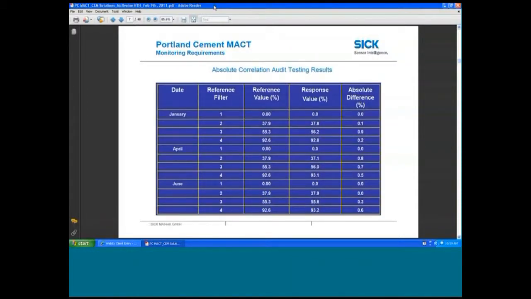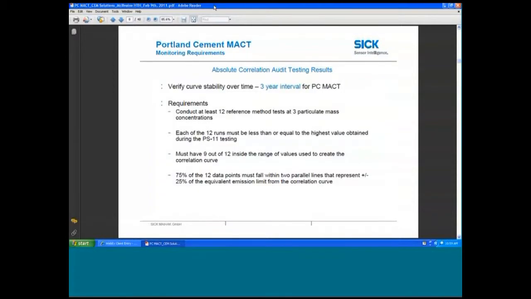This is just a table that shows some results of a typical filter audit. You can see the absolute differences on the side. In general, the ACA requirements are plus or minus absolute difference of about 10%. So you can see in general the PM-SEMS perform quite well in those regards. Next slide.